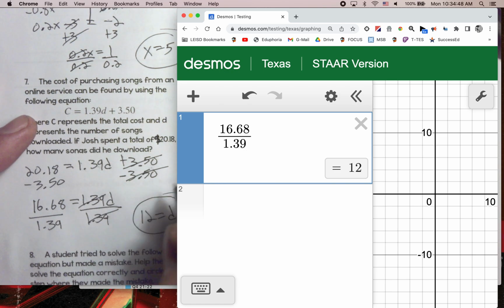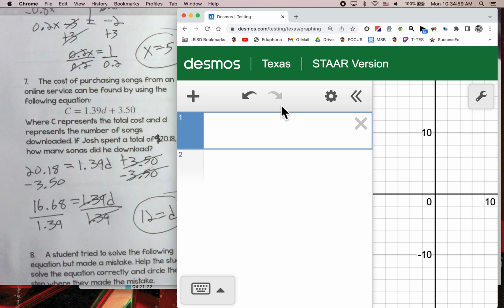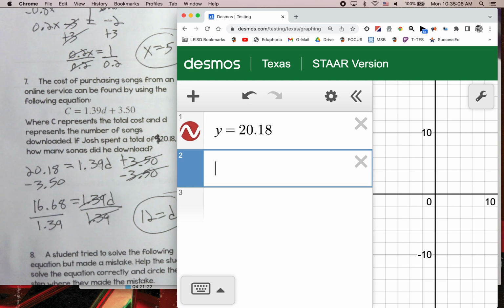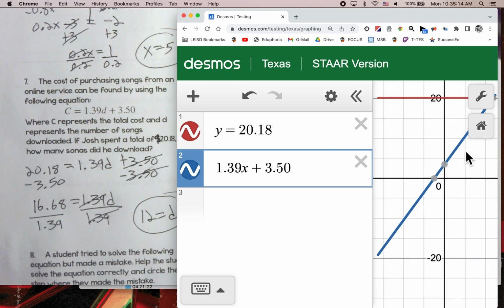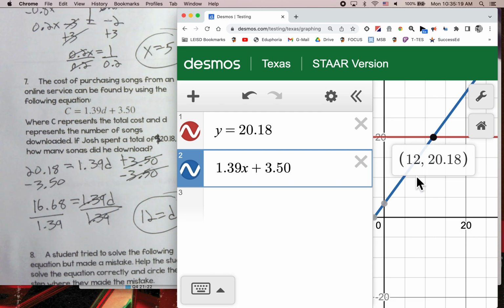Okay? If I wanted to check that, I would have to graph it. I'd have to graph this 20.18. But in order to graph it, I would have to put y equals 20.18. And then on the other side, I would say 1.39x plus 350. And then I would see where they cross, which is over here. Let's see what the x value is. 12. It works. Okay?